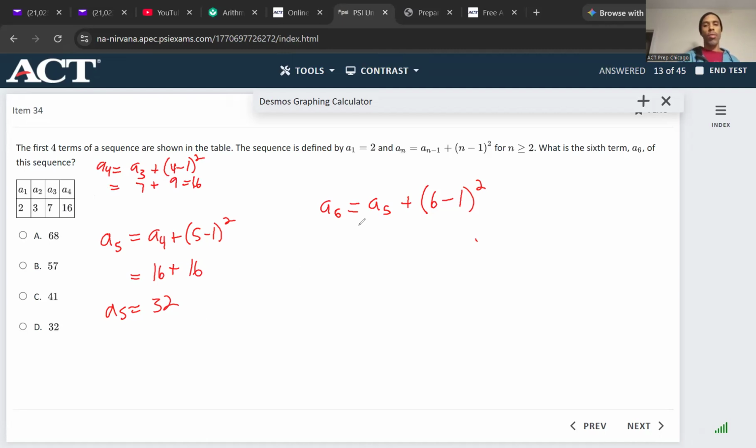All right, so a sub 5 is 32, so now we put it in. So a sub 6 is equal to 32 plus 6 minus 1 is 5 squared, which is 25. So a sub 6 is equal to 57.